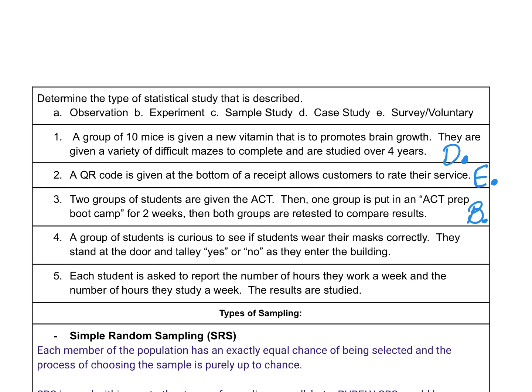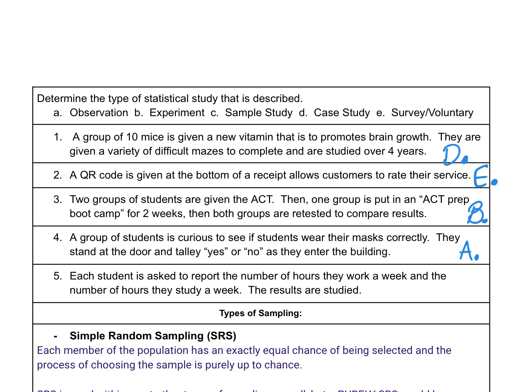experiment. Okay. Number 4 is a group of students is curious to see if students wear their mask correctly. You can tell that these notes were made back during the pandemic. They stand at the door and tally yes or no as they enter the building. Okay, this would just be observation because they're not actually asking students anything. They are just simply observing and tallying yes or no.